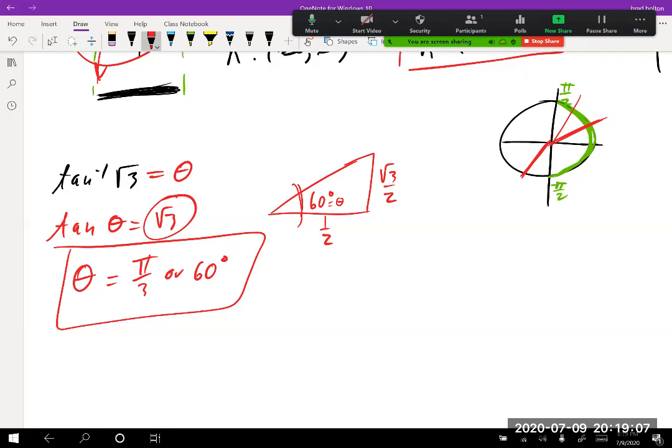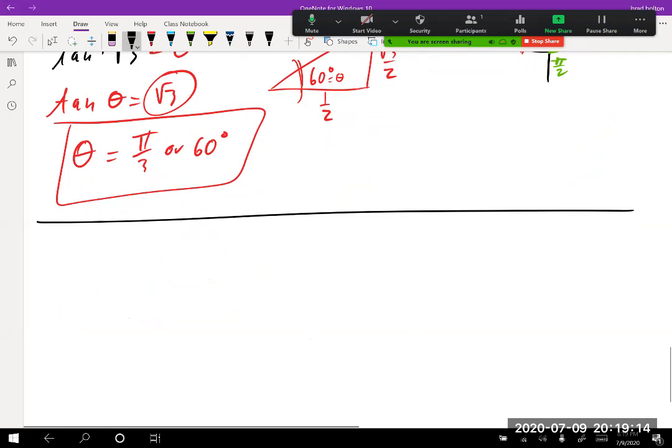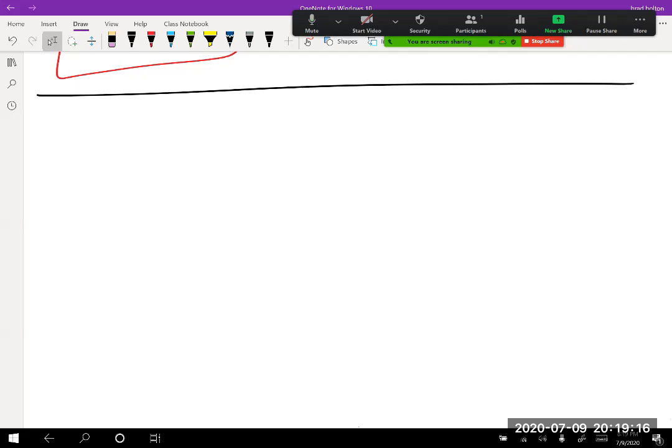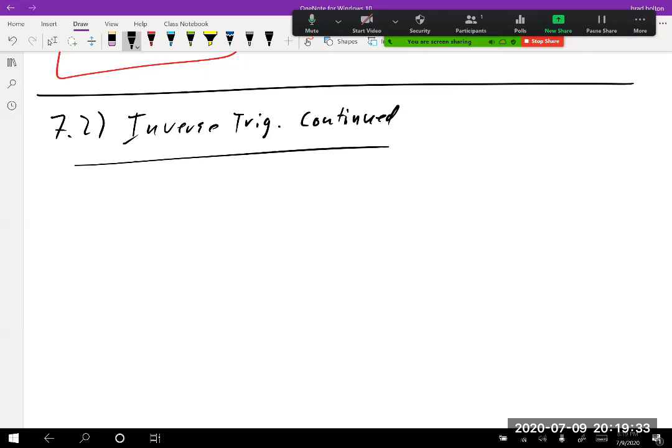So what I want to do now is move on to 7.2, but I'm not going to make it a new video, because 7.2 is basically saying, now that you know how to do inverse trig, let's do some exact values. So 7.2, inverse trig continued. And we might also work with secant inverse, cosecant inverse, and cotangent inverse. They also have restrictions as well.